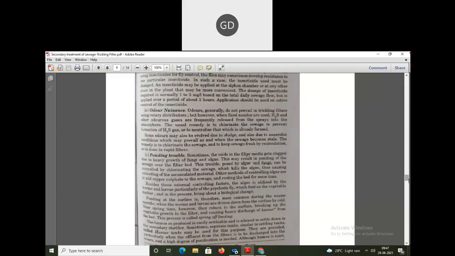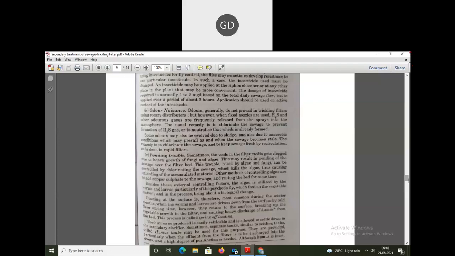So generally, in a trickling filter that has rotary distributors, the problem of odor is not there. But when a fixed nozzle type of trickling filter is used, then what happens is that hydrogen sulfide gas, which is a very odorous gas, is released from these sprays into the atmosphere.